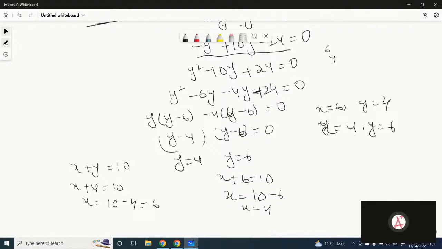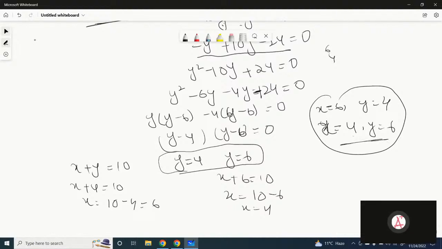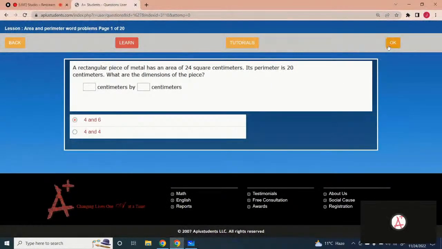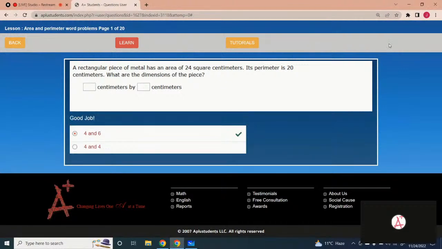You can solve the equation either using the quadratic formula or using the factorization method. I solved this equation using factorization method. I got two values of y, they are 4 and 6. So use any of the values, the results are the same. When x is 6, y is 4. When x is 4, y is 6. That means the sides are 6 and 4. Got it? So the correct option is 4 and 6. Just select the correct option, then click on the OK button. So you have to form two equations in this case. Got it?